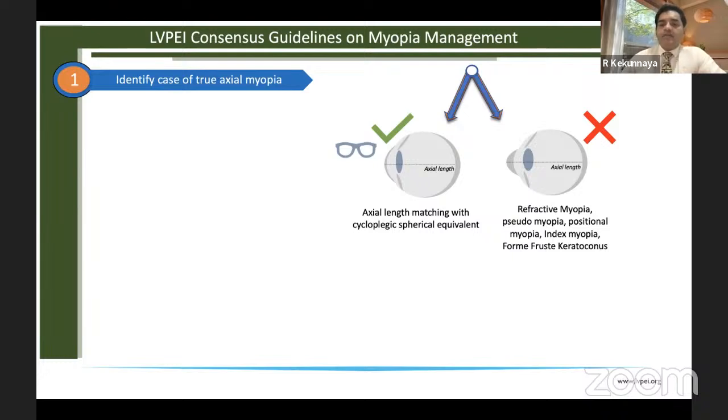You do your biometry, you do the cycloplegic refraction, you do a thorough slit lamp examination. You also look at the lens thickness during biometry. If it is too thick, like 4.2 or 4.3, you are looking at a case of microspherophakia. You're not looking at an axial myopia. If you are looking at irregular astigmatism, you are looking at mostly a keratoconus. You are not looking at axial myopia.